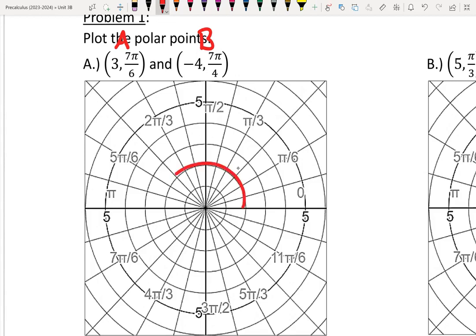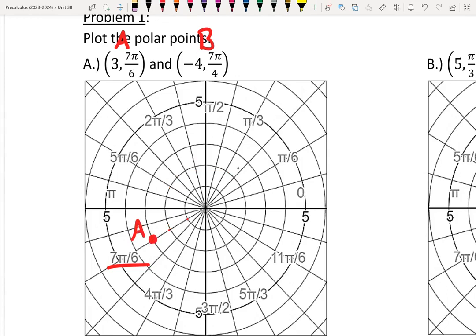So going around, that is right here, right? So there's 7 pi over 6. So that's the angle that we're at. And then where would I put my point? How far out from the origin are we going? So that would be the third circle, right? The third distance out. So I go, that'd be 1, 2, and then 3. That would be point A.